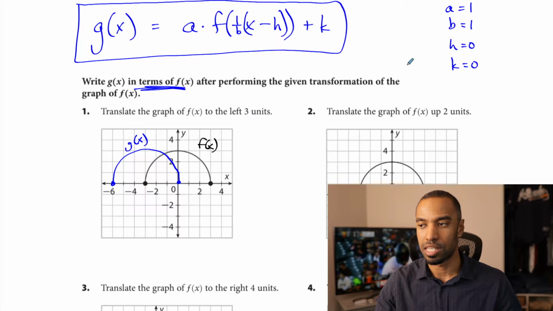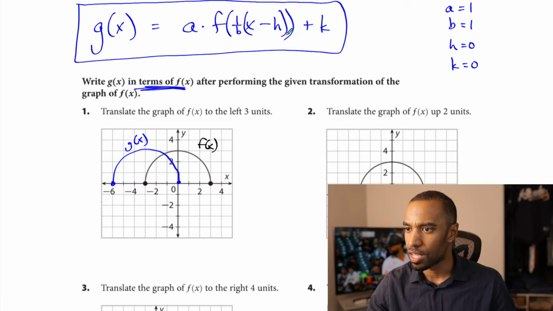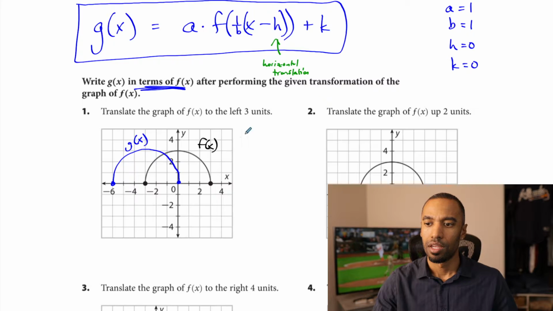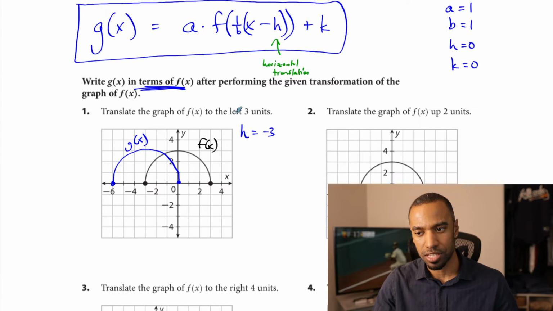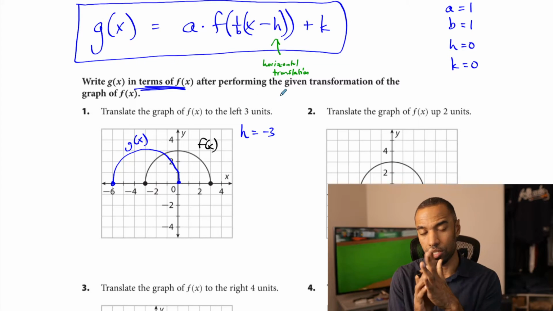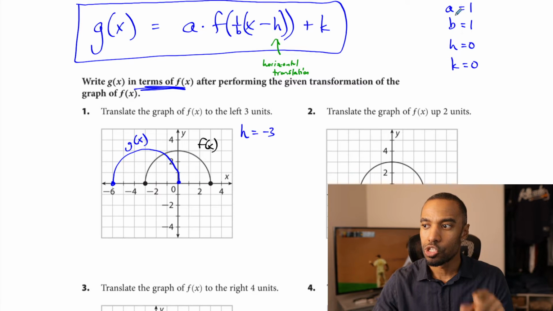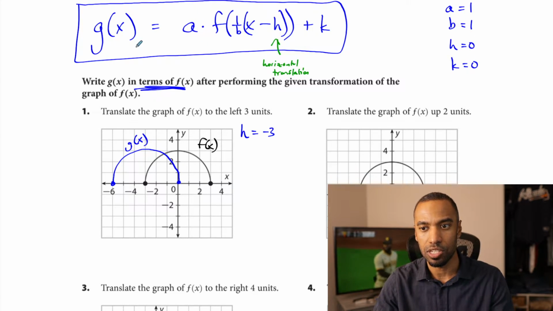Now what that means is this is regarding h. Let me write some of these things here. H is a horizontal translation. So with h there, h is -3. I say negative because it's said to the left. As we horizontally translate, to the right would be positive, to the left would be negative, with h being -3. Assuming that a and b were still 1 and k was still 0, I can rewrite this equation here.